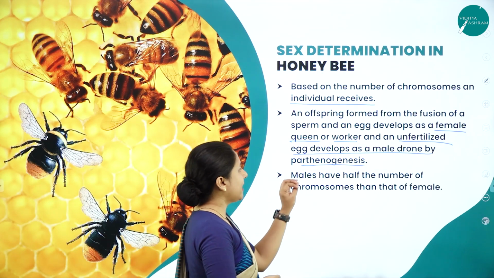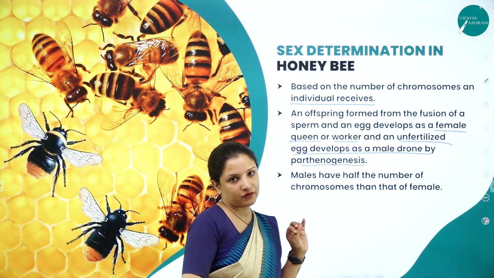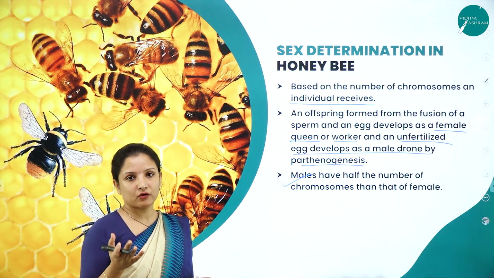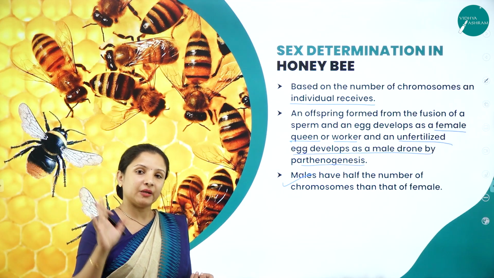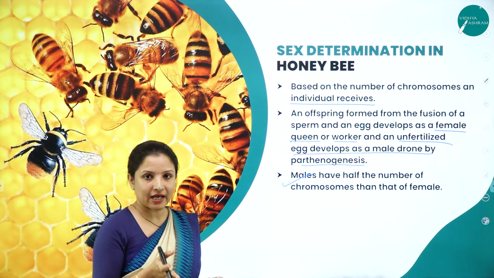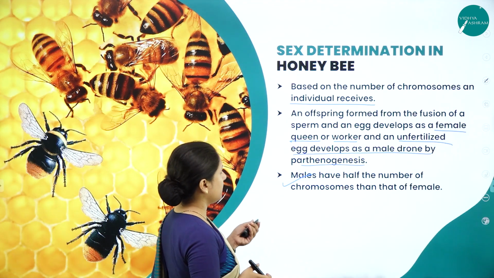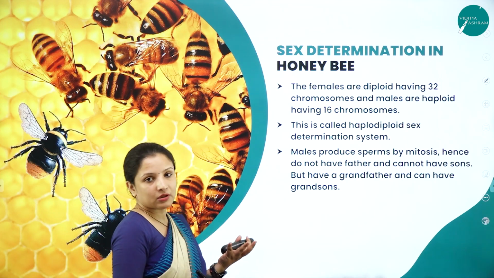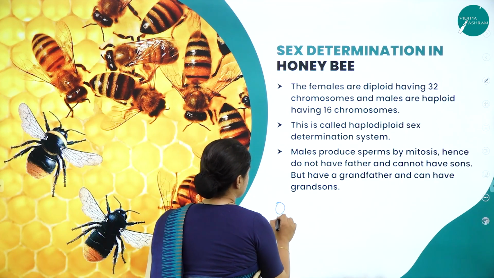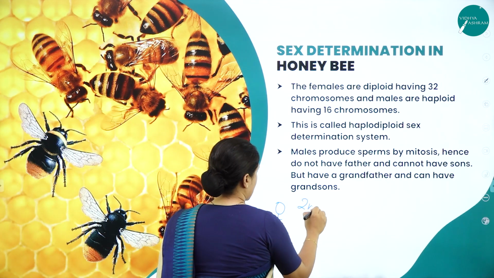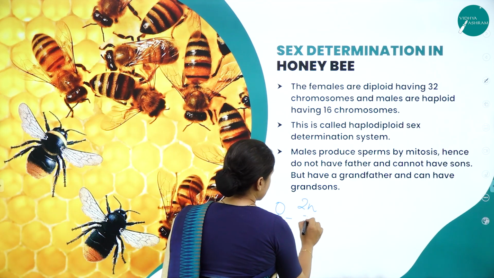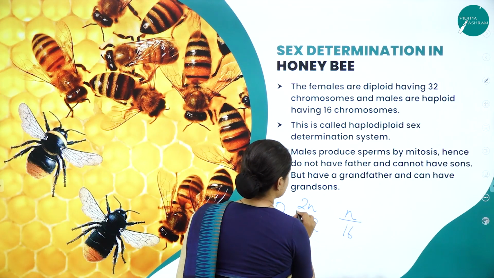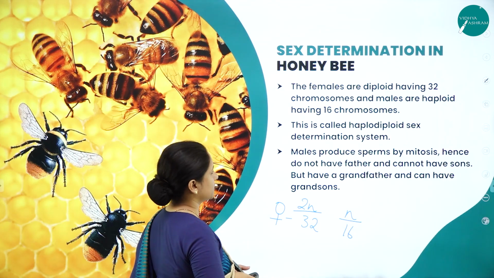Always remember that males have half the number of chromosomes than that of the female. So, in honeybees, male will have half the number of chromosomes of the female, means females will have more chromosomes. So, the females are diploid having 32 chromosomes. Females, how much will they have? They are diploid, meaning they will have 2n, 32 chromosomes. So, therefore, males are haploid having only half the set, 16 chromosomes.